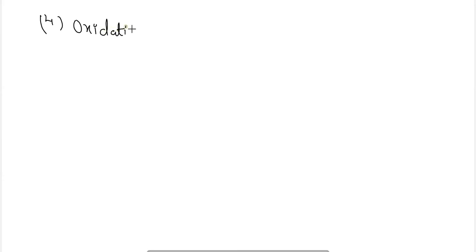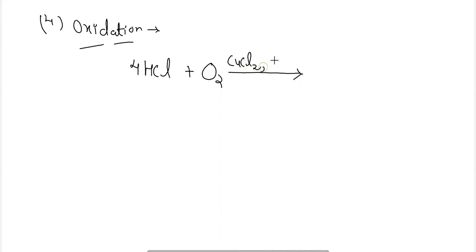The next is the oxidation of HCl. So HCl is oxidized by atmospheric oxygen in the presence of cupric chloride. When HCl is reacted with oxygen, undergoing oxidation, it is done in the presence of cupric chloride. Okay, and at 723 Kelvin temperature, water and chlorine gas will be released. So this is the oxidation of HCl.